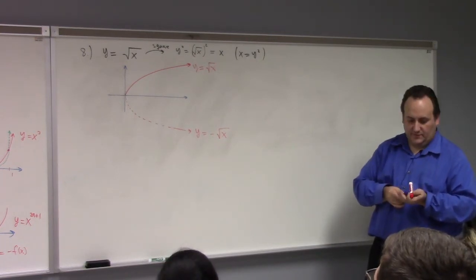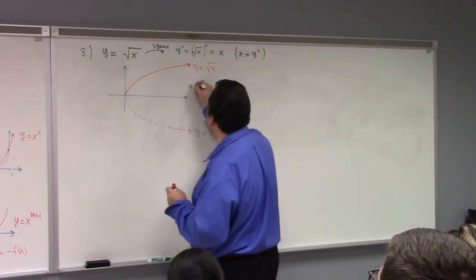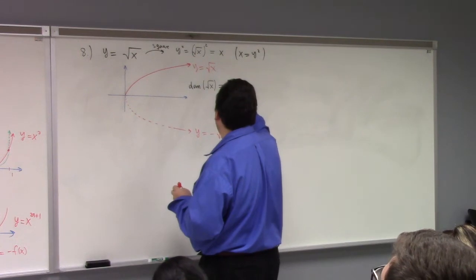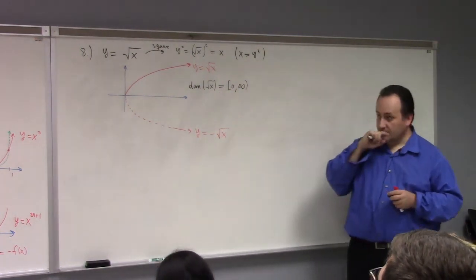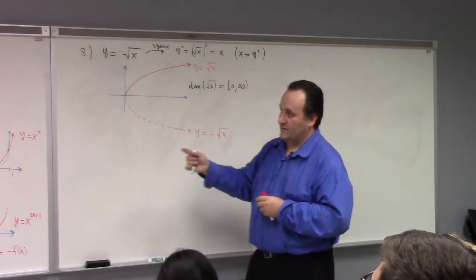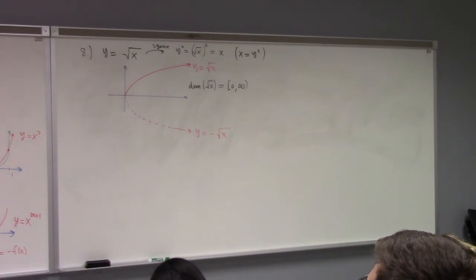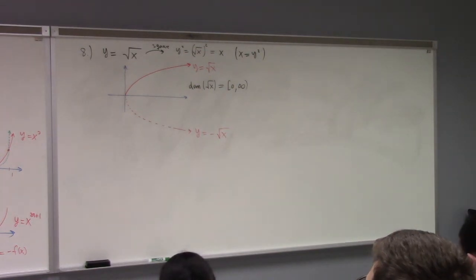What's the domain of this one? It's 0 to infinity, right? What was the domain of my other examples? All of the examples up to now, what's the domain been? Infinity both ways, right? These are polynomials, so the domain's everything. Now, just non-negative reals, yeah?